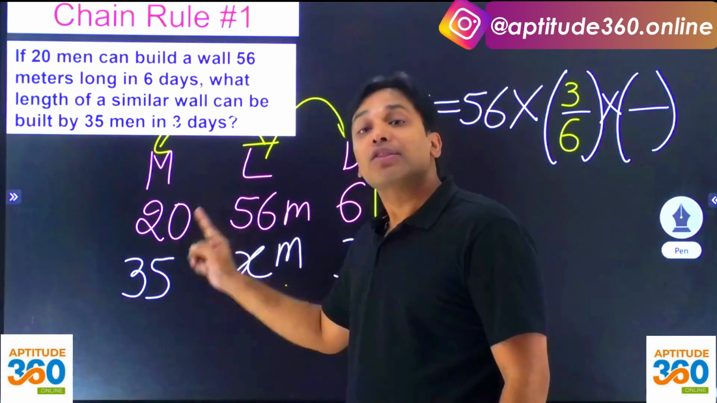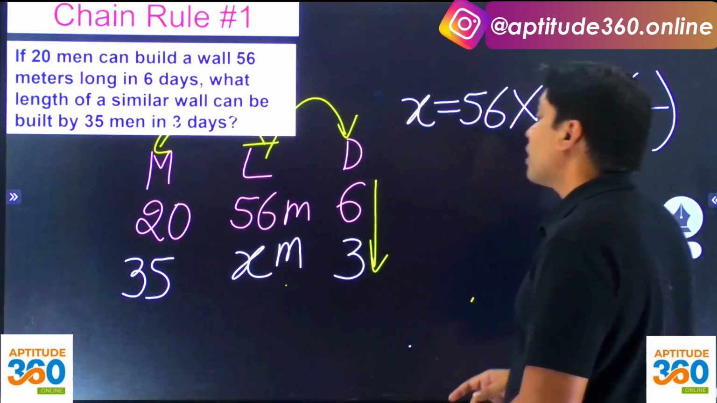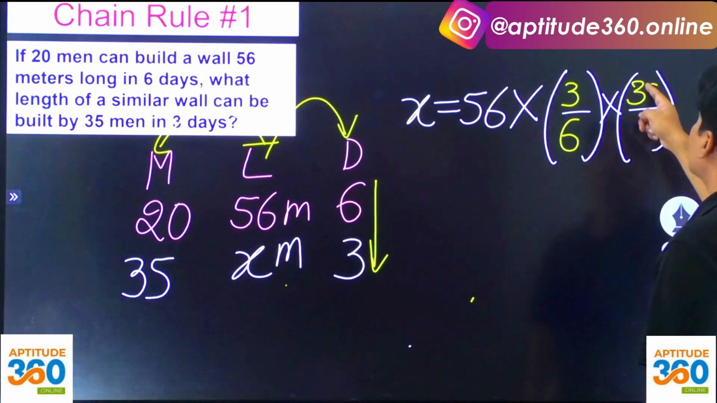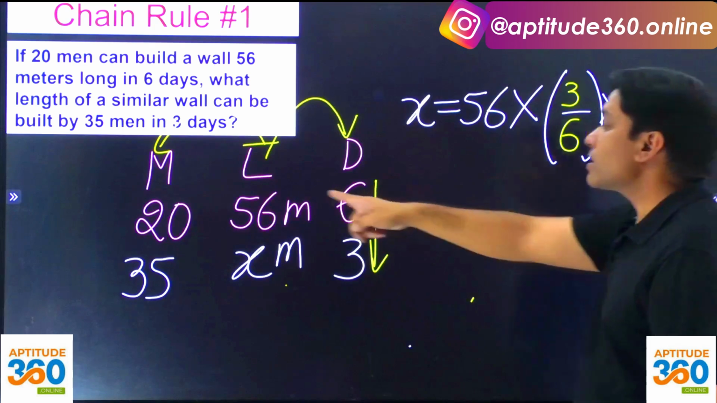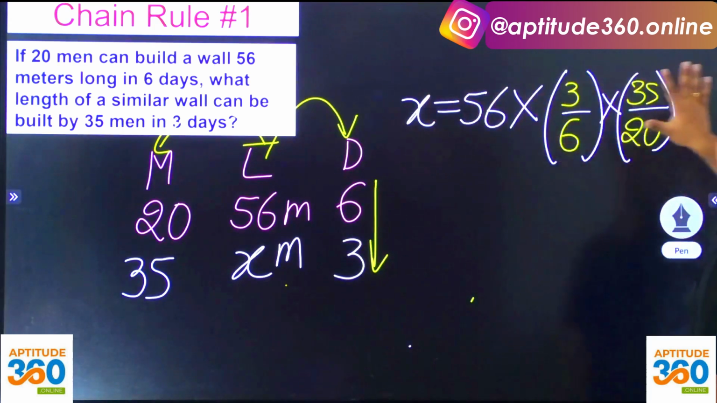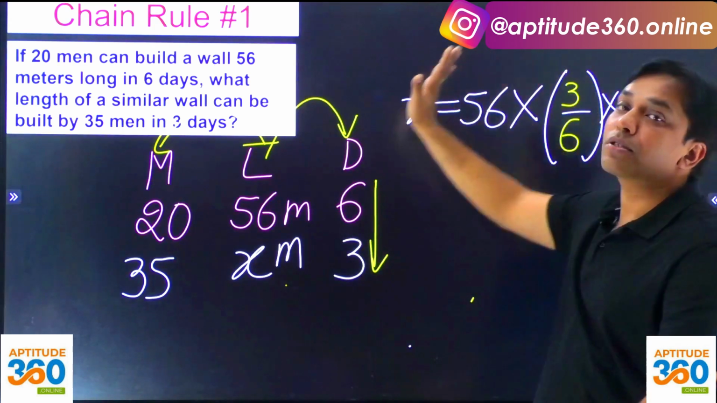20/35 or 35/20? So this is going to be what? 35 by, not 25, rather this is 20. So this is the value, this is the answer. If you simplify this, your job is done.